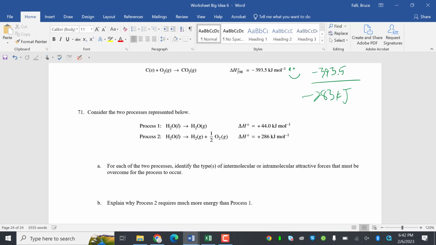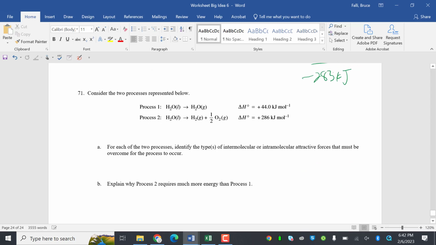Erase, I say, erase. Consider the two processes represented below. For each of the two processes, identify the types of intermolecular or intramolecular attractive forces that must be overcome for the process to occur. So for this one, you have to overcome H bonding to boil. So notice how that's a physical change. A physical change is going to be an intermolecular force if it's covalent. Okay, this one right here is splitting the bonds apart.